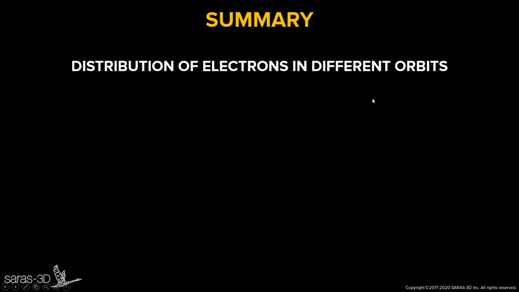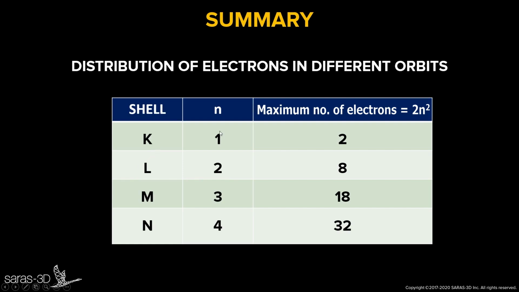So this brings us to the end of this video where we talked about the distribution of electrons in different orbits. Now let's just revise. The very first shell, that is the K shell, can have at maximum 2 electrons. The next energy level, that is n is equal to 2, which is assigned the letter L, can have 8 electrons at maximum. What about the next energy level, that is the M shell? It can have 18 electrons, and n equal to 4 will have 32 electrons at maximum.